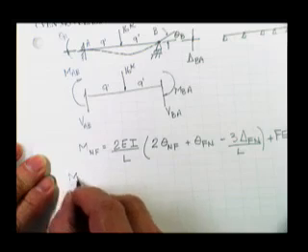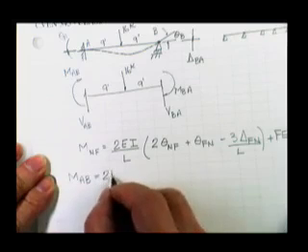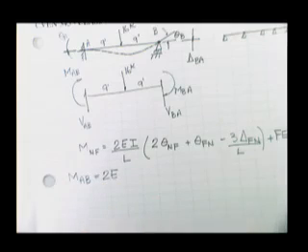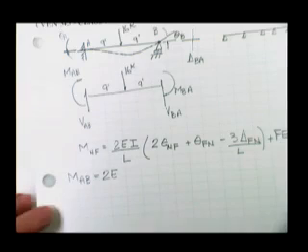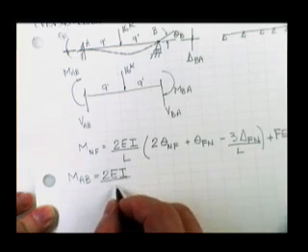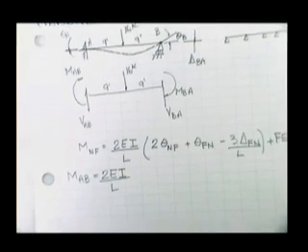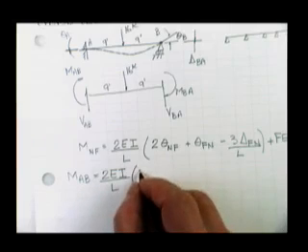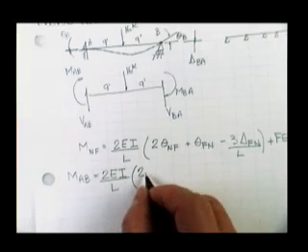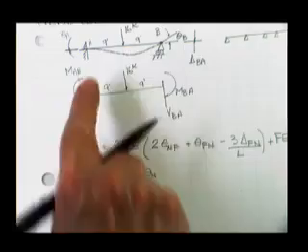The moment at A looking towards B is equal to 2 times the modulus of elasticity. Trying to remember if he actually gave us a number. I don't think so. Times the moment of inertia divided by the length of the member. Let's just stick in the length of the member. It's 18 feet or 18 times 12. Times 2 times the theta of the near end A.